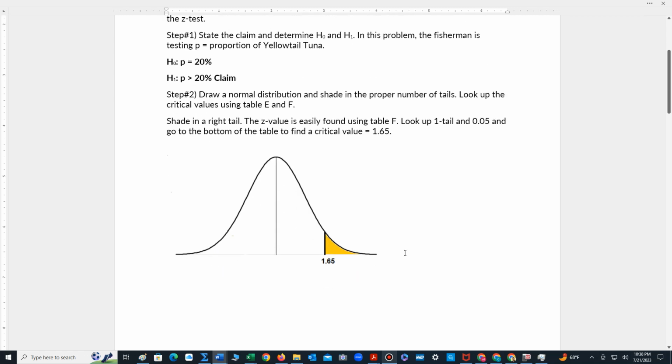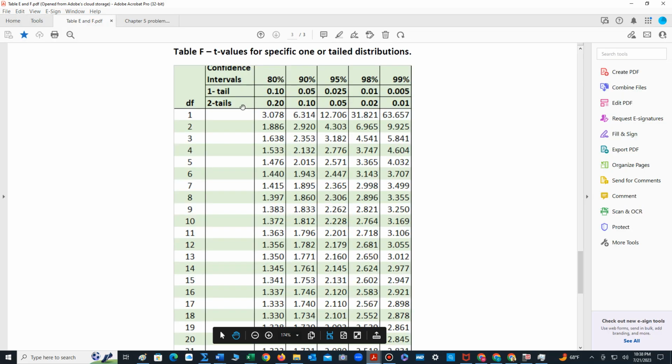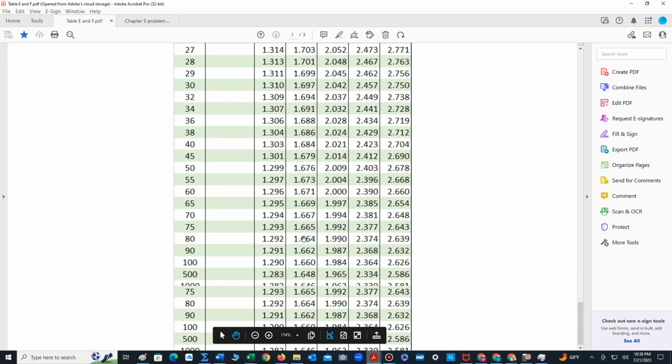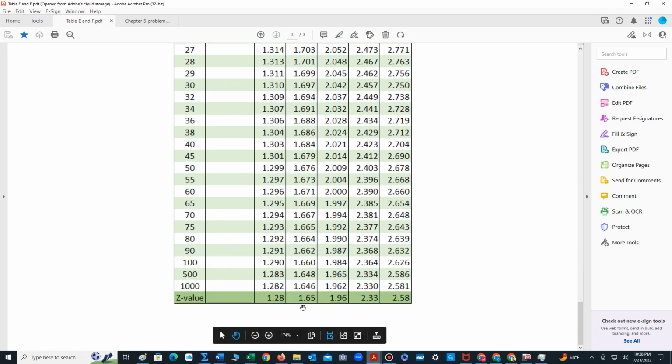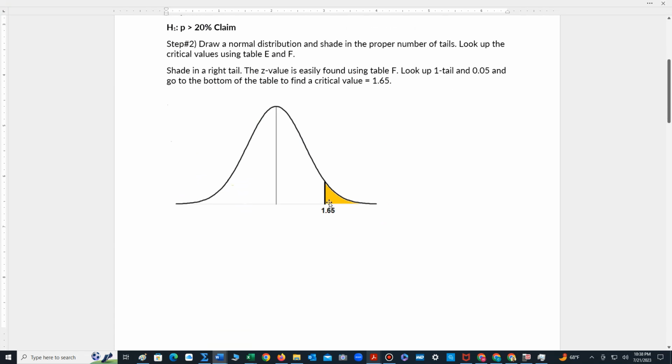So we draw the normal distribution. Since we have a greater than amount, that's a right tail test. And we look up the critical value in table F. So one tail, 0.05, we go all the way down to the z value, and that's 1.65. So that's the critical value. It's the value that separates the critical region from the non-critical region.